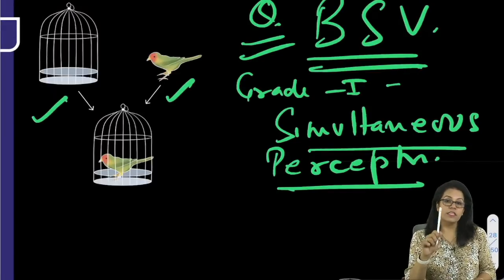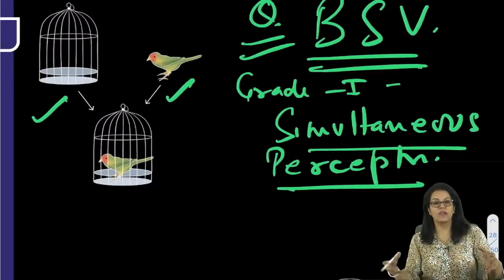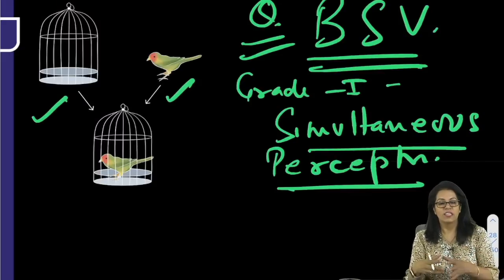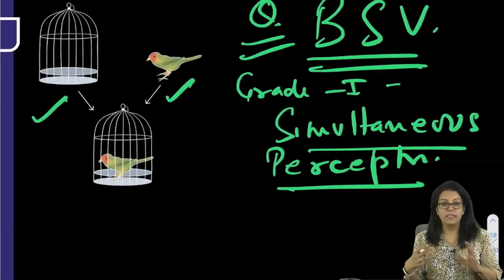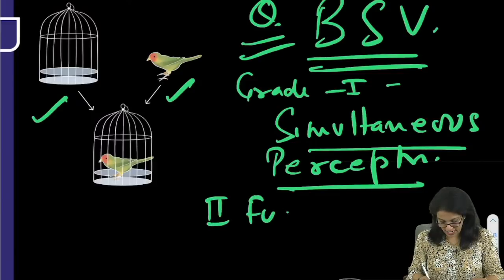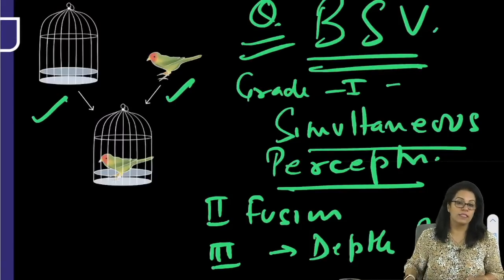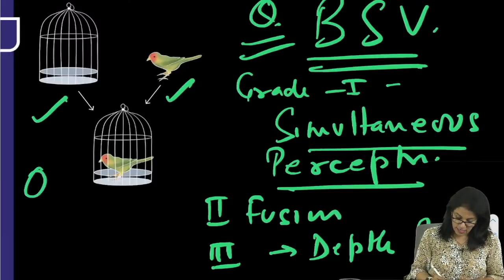And Jitin, grade 3 is stereopsis, how deep is the bucket, or when you are looking at the car which is running, the relative speed of 2 cars. So it is mainly the depth perception we are talking about, isn't it? So second is fusion and third is depth perception. Okay, this was the first question. Come to the second question on binocular single vision. Quickly answer me.